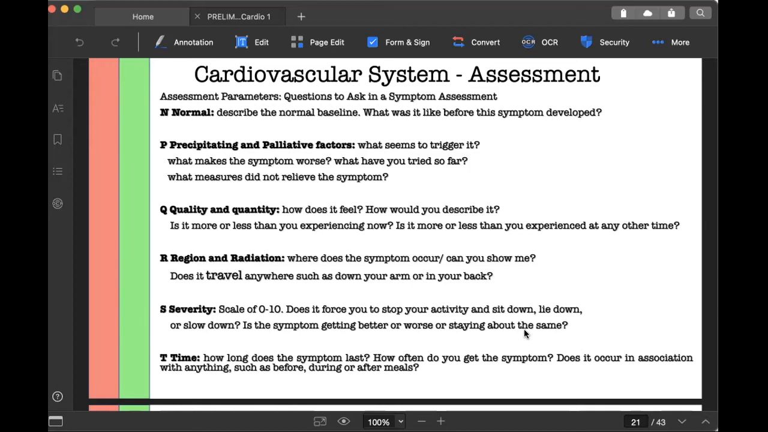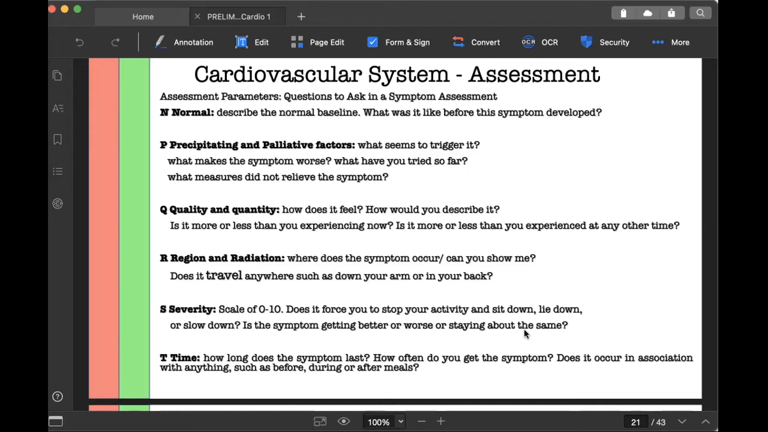The severity, you already know this one. Pain scale, you always do this one in your nursing care plan. From 0 to 10, 0 is the lowest and 10 is the highest in terms of the feeling of pain. Does it force you to stop your activity and sit down, lie down, or slow down? Is the symptom getting better or worse, or staying about the same?